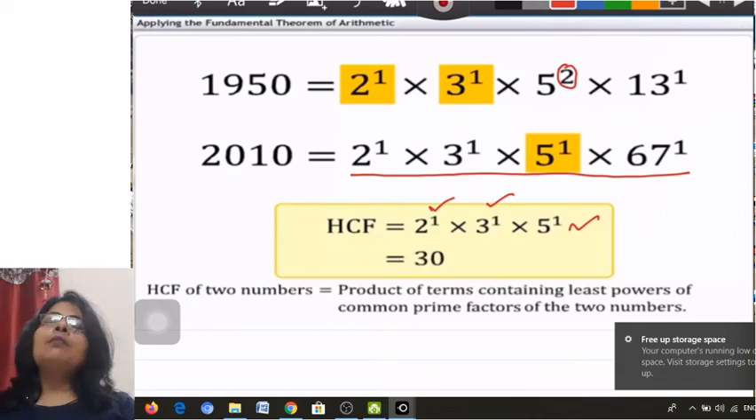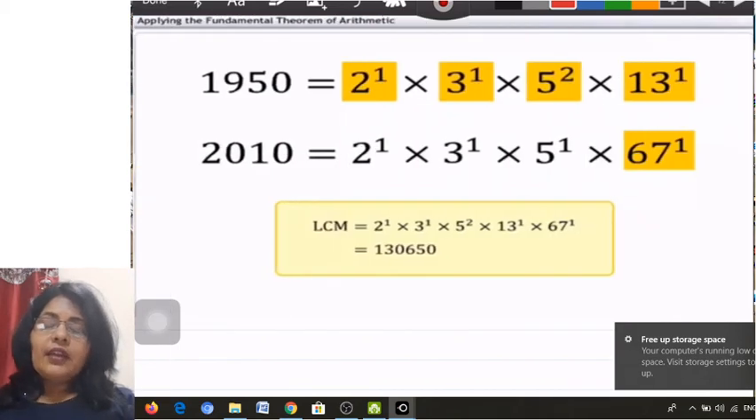ये बात हम लोगों ने बहुत पहले से सीखी हुई है. बस यहाँ पर the only thing is the numbers are a little bit larger, and in our earlier classes the numbers were very small, but the concept never changes. Now let us look at the LCM. For the LCM, we are just finding out the same thing.